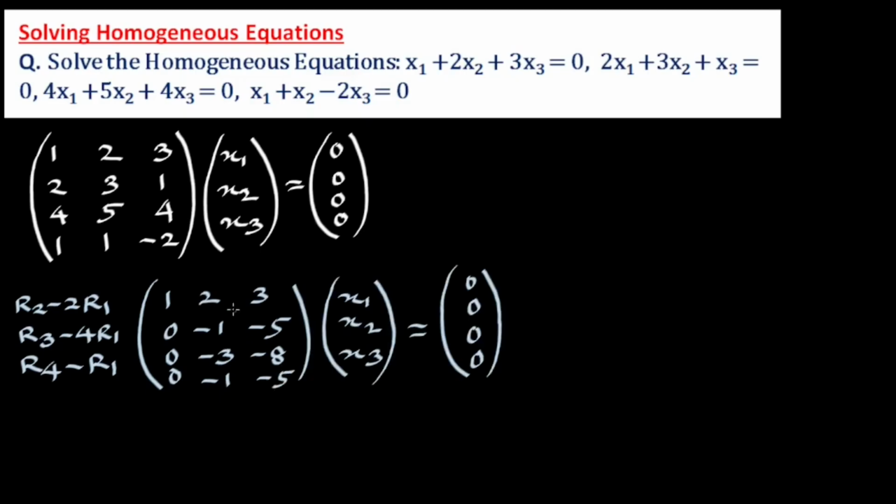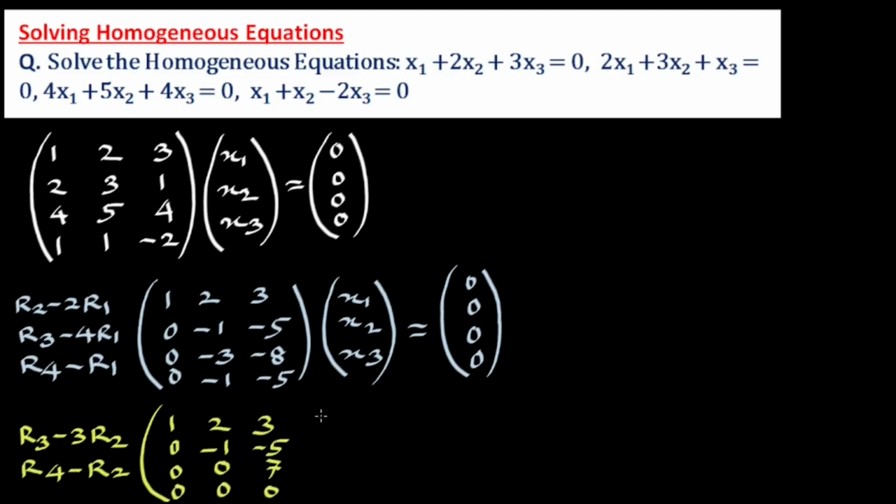Next we will make the elements below this minus 1, which are minus 3 and minus 1, 0. So that will give, by applying row transformations R3 minus 3R2 and R4 minus R2, the first column as it is, then 0 here and here, 7, 0, and the rest as it is.